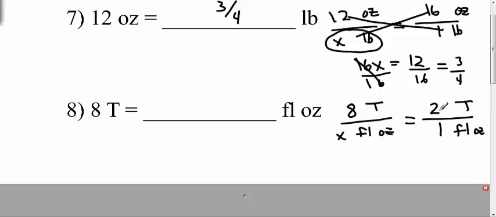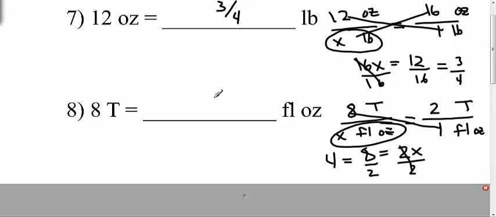So again, you have to have that knowledge. And if we solve this, we have 8 is equal to 2x. And if we divide by 2, we get 4, and x is in fluid ounces, so we have 4 fluid ounces.